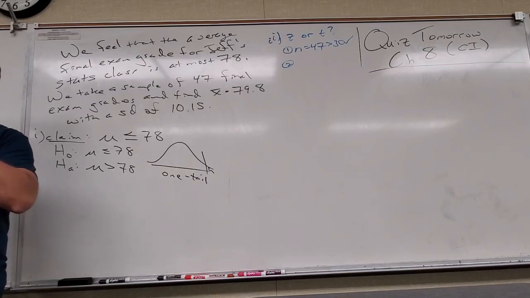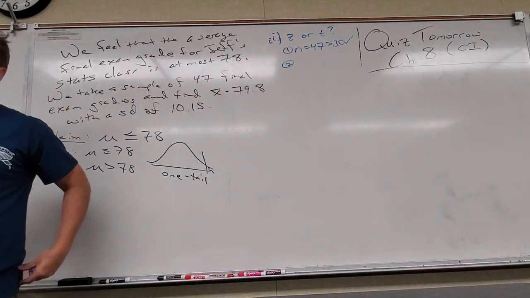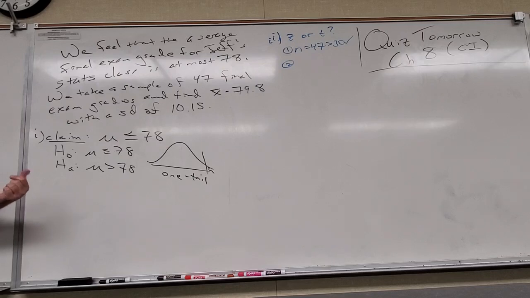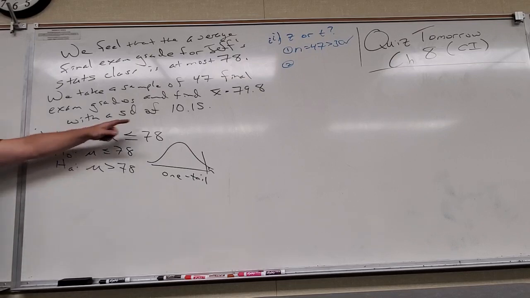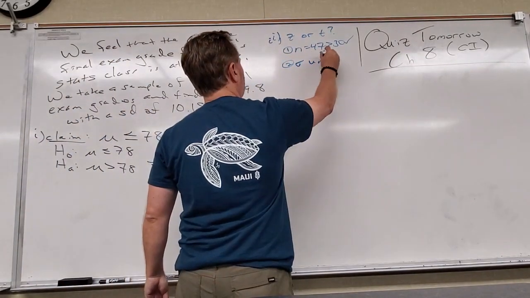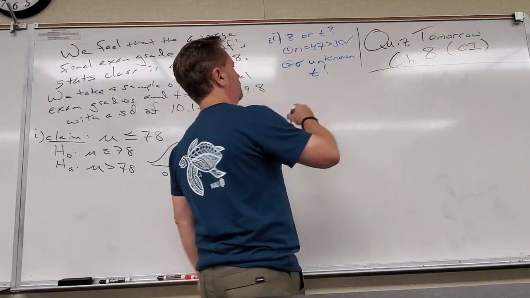Standard deviation. T-scores were invented for when I don't know sigma, when I only know S. So be really careful. I didn't say which one it is. I just said there's a standard deviation. Where did that standard deviation come from? The sample. So do I know sigma then? No. The only one I know is this, and that's from a sample. So sigma unknown. So what do we have to use? T.